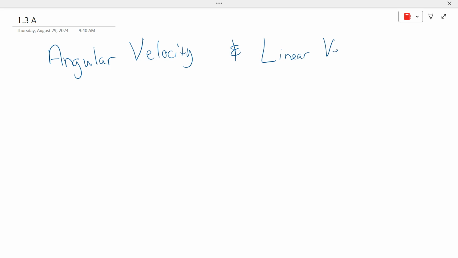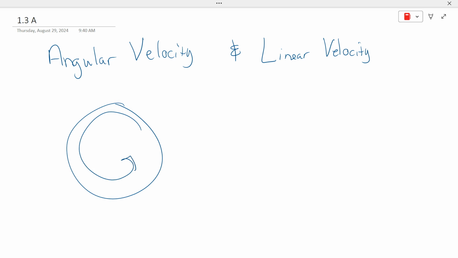Alrighty. Today, we're going to talk about angular velocity and linear velocity. Angular velocity is how fast you're going around in a circle. Okay? Literally, that's basically what it is. How fast you're traveling around in a circle.